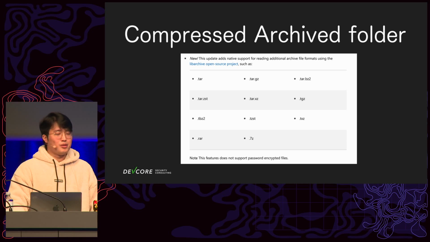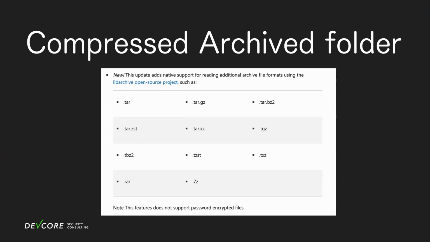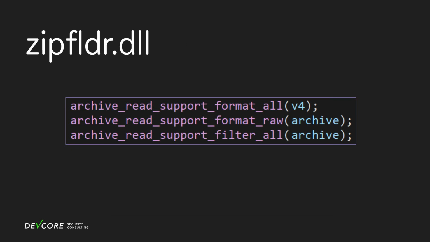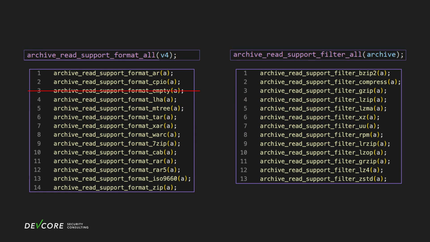As I mentioned earlier, Windows 11 supports 11 new file formats, but actually it supports more than 11. In zipfolder.dll, we can see that it calls 3 APIs to initialize Libarchive: archive_read_support_format_all, archive_read_support_format_raw, and archive_read_support_filter_all. In archive_read_support_format_all, it actually enables the support of 14 formats, but there is an empty one, so 13. In archive_read_support_filter_all, it enables the support of 13 kinds of filters.